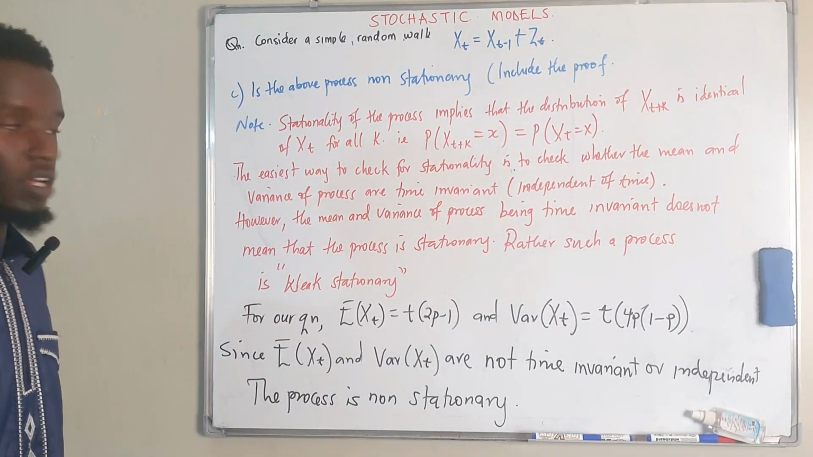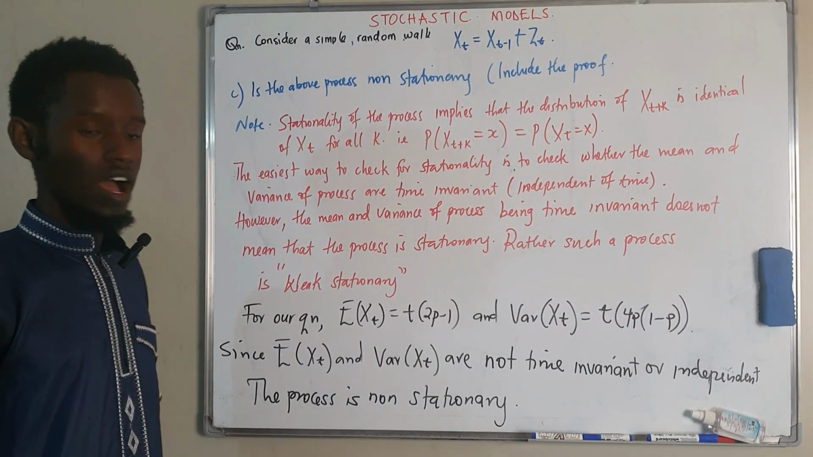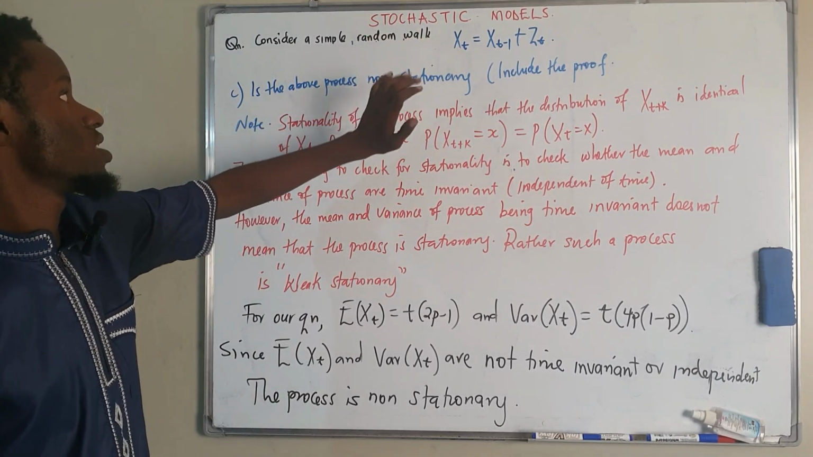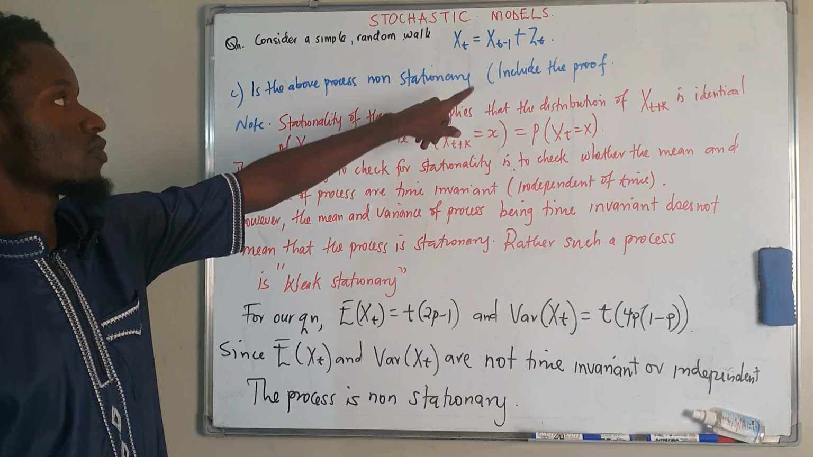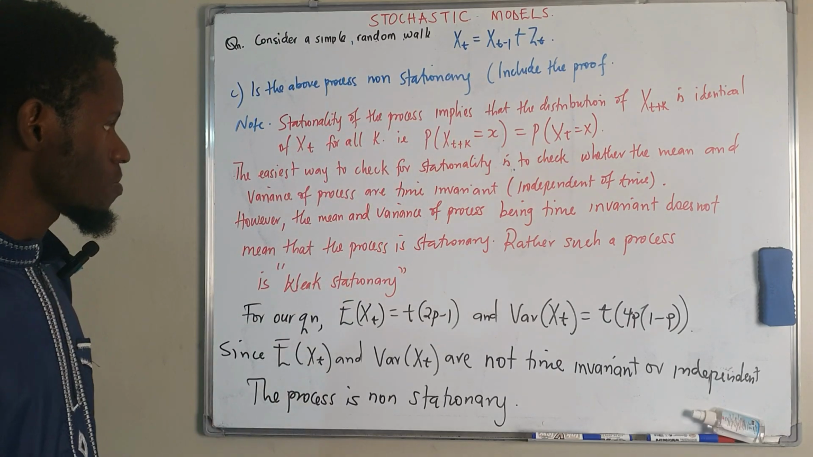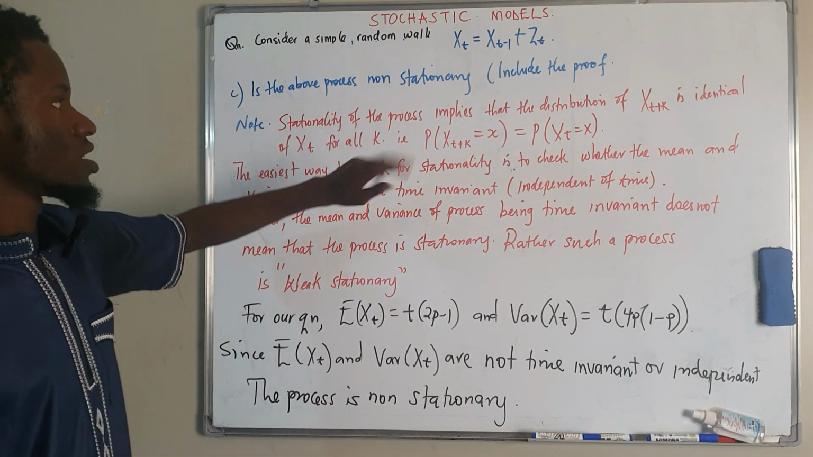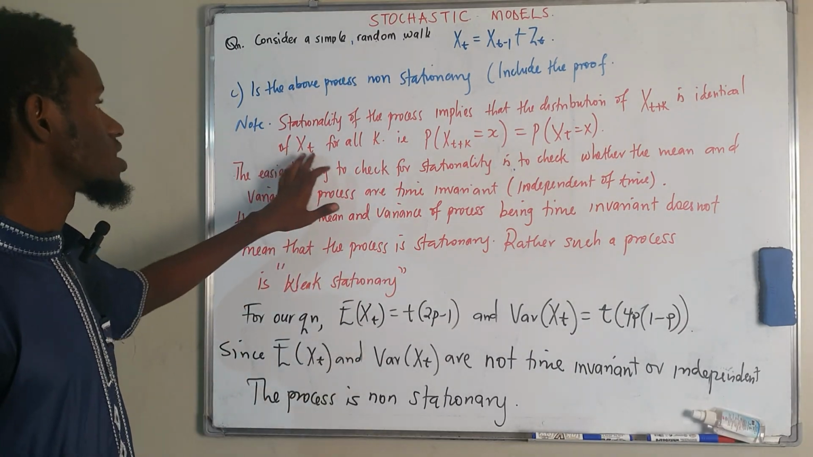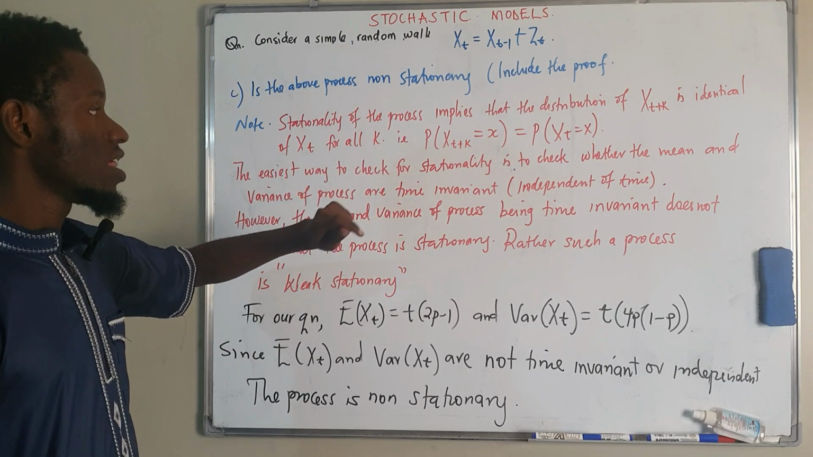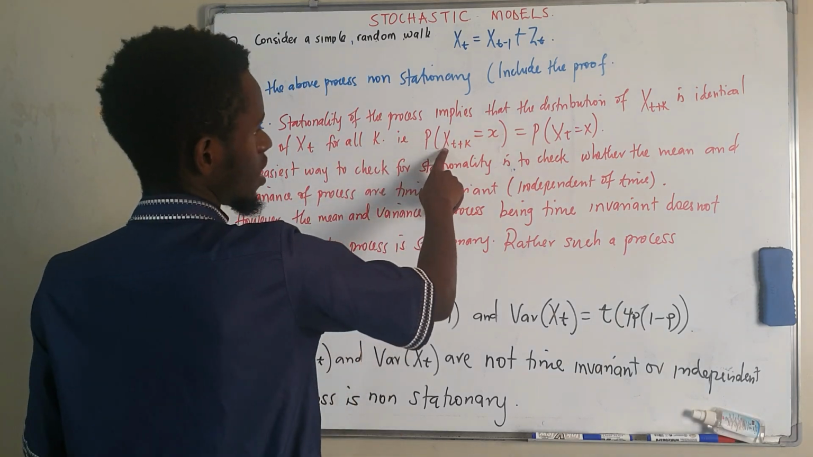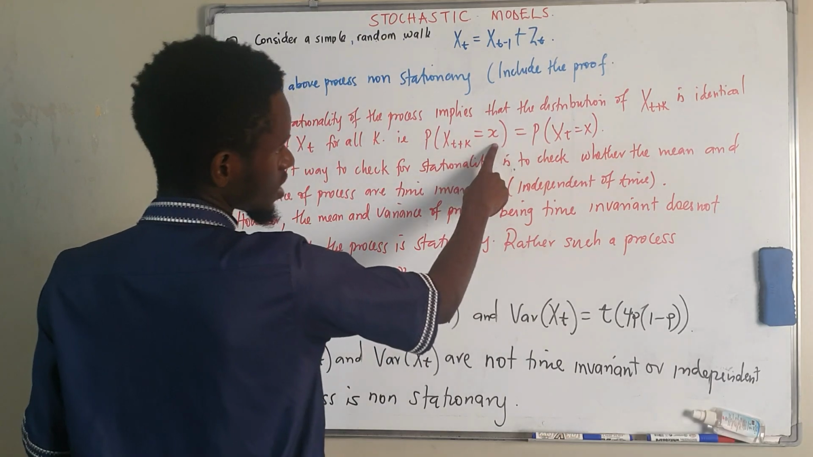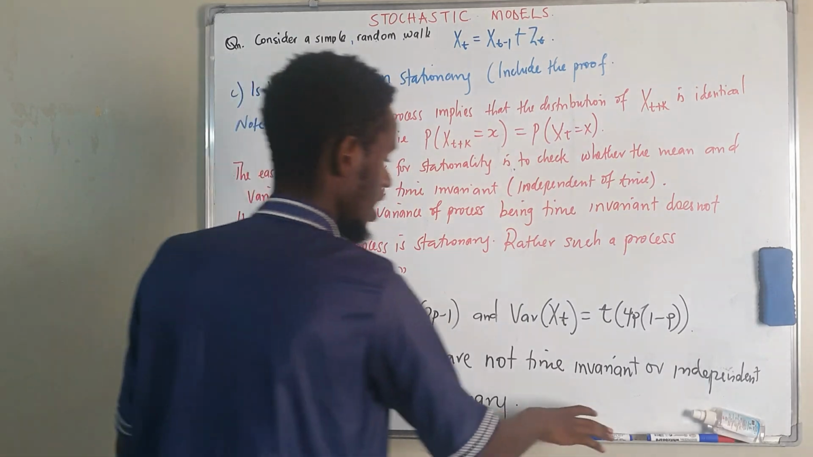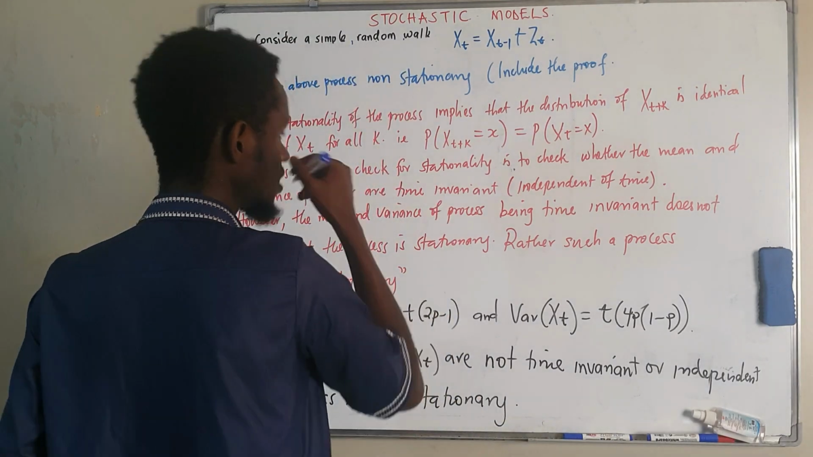Yes, members, we come back from a short break. I think we have seen that our question was: is this process a random walk? Is it non-stationary? Then we have to include the proof. Now, you have to note that stationarity of a process implies that the distribution of X_{t+k} is identical to that of X_t for all values of t, i.e., the probability of X_{t+k} equal to x is the same as the probability of X_t equal to x.